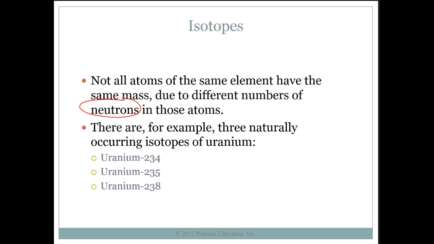There are, for example, three naturally occurring isotopes of uranium. They will all have the same number of protons. However, notice that the mass number is different. That's because of the different number of neutrons.